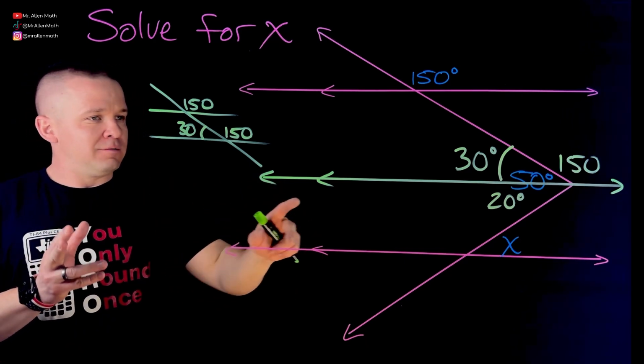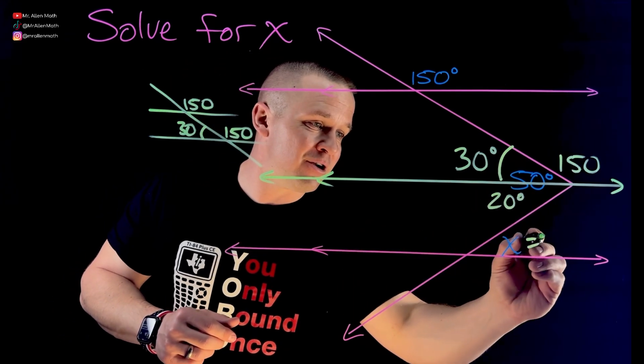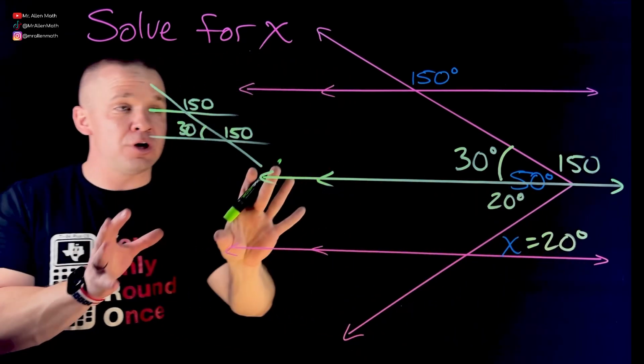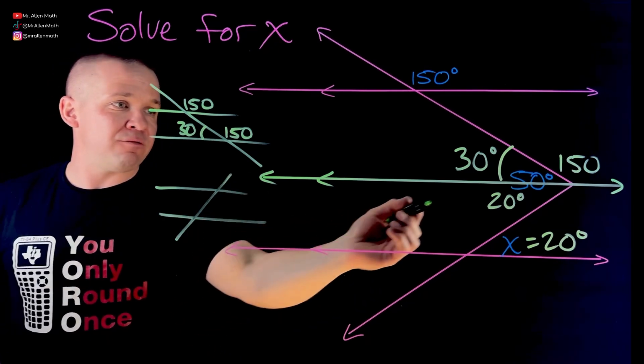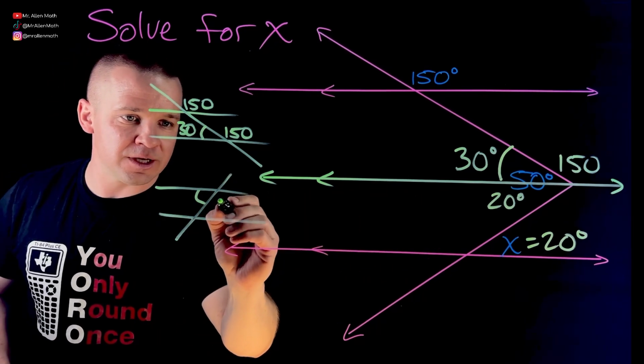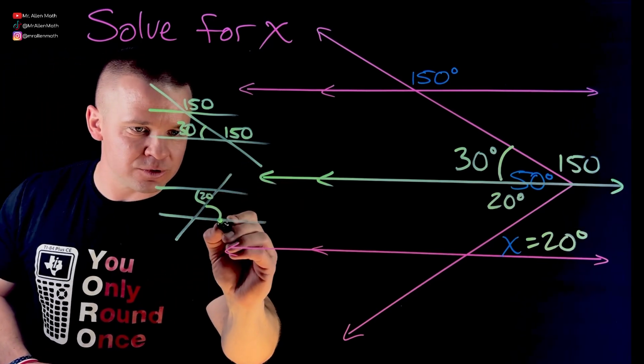Now what? Well, look at our bottom half. We got alternate interior angles, so this x here is 20 degrees. Now, if you don't see it, that's okay. I'm going to draw the bottom half. This is what I have. This 20 is right here, so that's 20 degrees. 20, tiny 20. And then this x was right there.